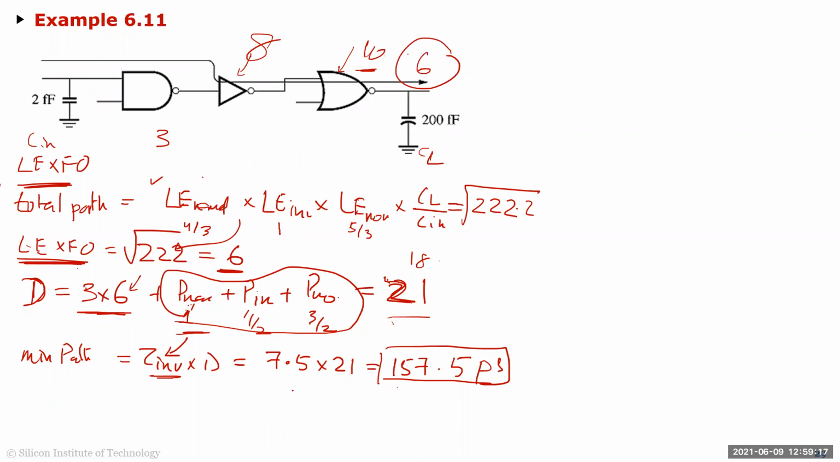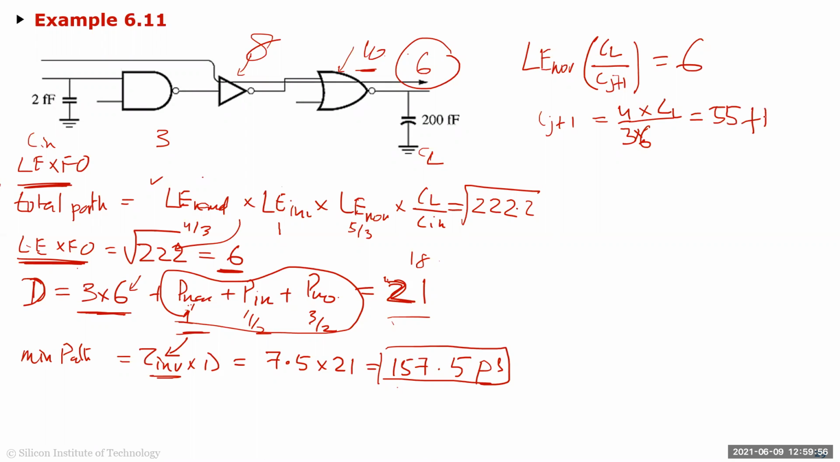And once you have that, then just use the same equation we did before, but you just write it in terms of logical effort now. So logical effort of the NOR gate times C load Cj plus 1 should be 6 now, because now it is in terms of logical effort. And logical effort of NOR gate is 5/3, so Cj plus 1 is equal to 4/3 times 6 times C load. That is equal to roughly 55 femtofarad.